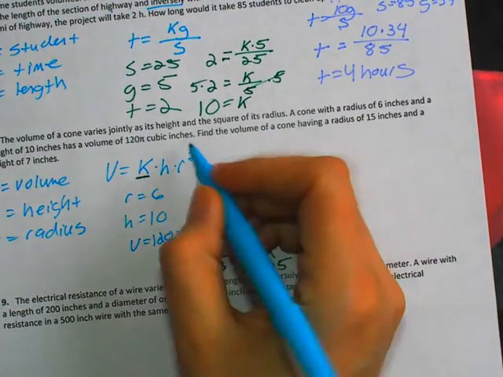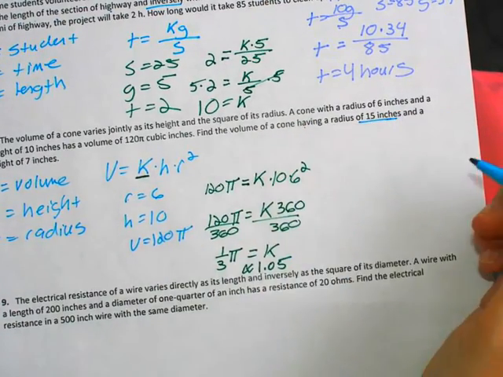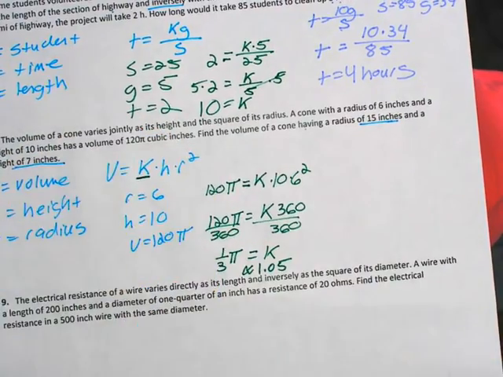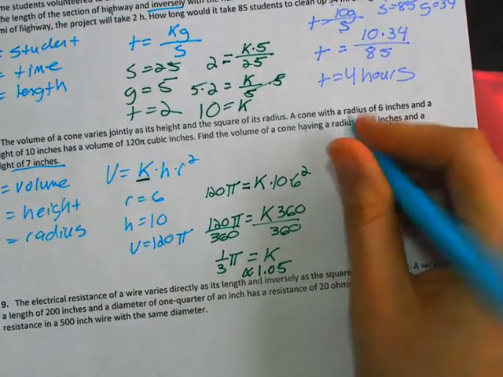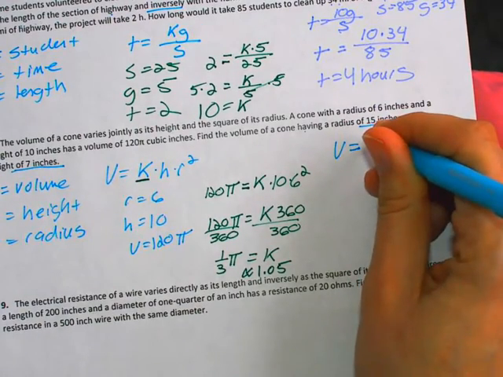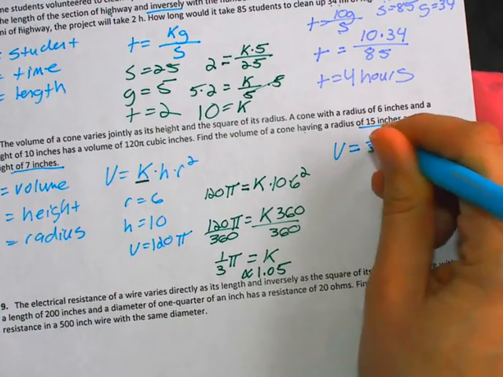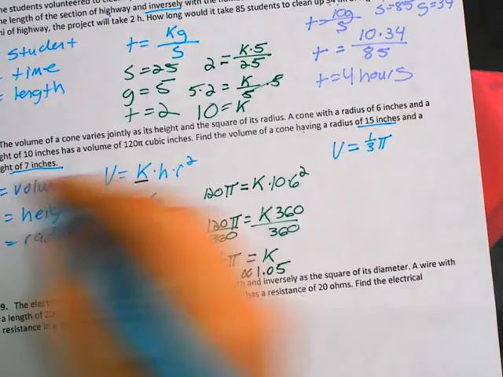Okay, so the next one says find the volume of a cone having a radius of 15 inches and a height of 7 inches. I know you're excited because this is geometry. Hopefully you remember doing this. So what is the volume? I don't know the volume. I know my constant is 1/3 pi times the radius and the height.